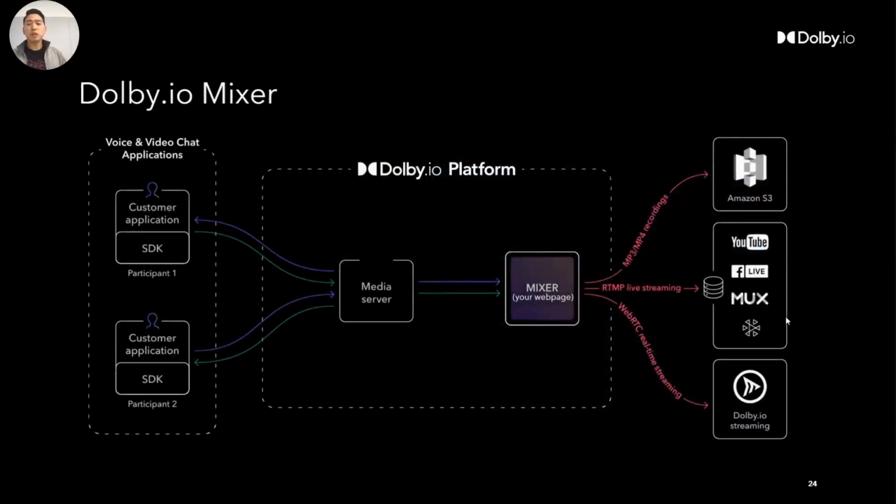The next differentiator I want to talk about today is the Dolby.io mixer. The Dolby.io platform provides a cloud-based video mixer. This mixer allows you to record video conferences, send RTMP streams out to third-party live streaming services, or send a WebRTC stream to our very own streaming platform. What's great about the Dolby.io mixer is that you have full control over the layout of the streams just by creating a web page. This allows for complex layout logic as well as fast testing and development.